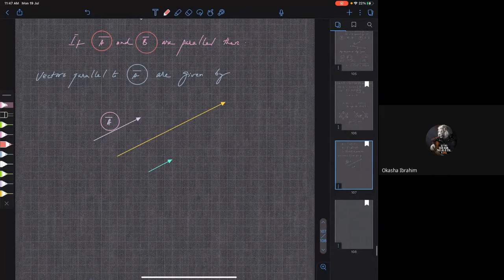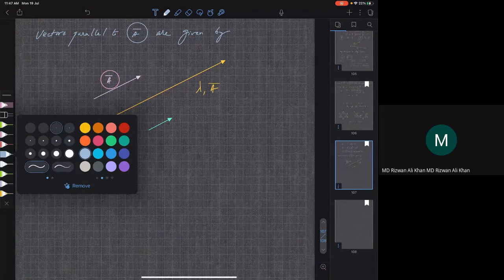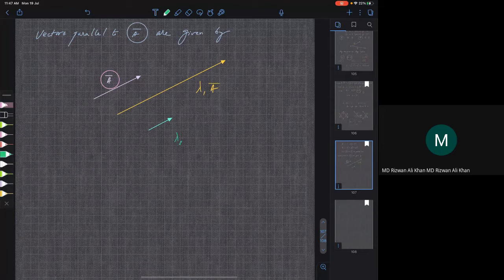Now, how to get this? Tell me. 3A. Whatever it is, some constant into A. Yes. Lambda 1 into A bar. What about this? Lambda 2 by A bar. No. How will you write by A bar?